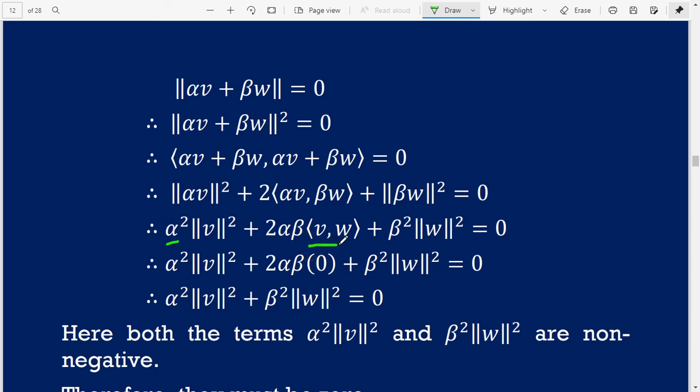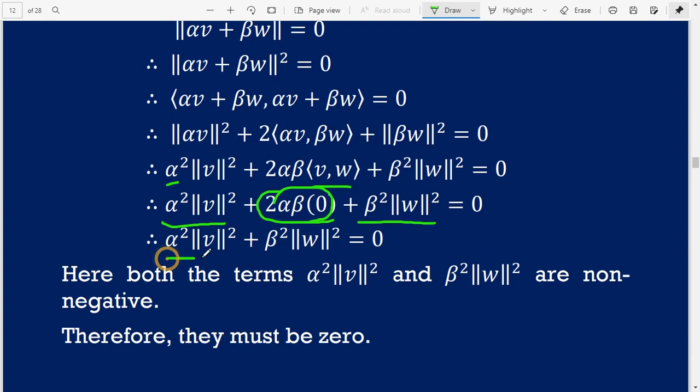Here we are given v is orthogonal to w. So the inner product of v with w is equal to 0, so this term is equal to 0. So alpha square into norm v square plus beta square into norm w square is equal to 0. Both the terms, alpha square into norm v square and beta square into norm w square, are non-negative.